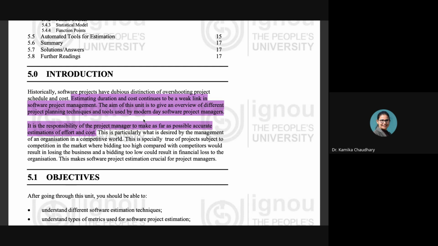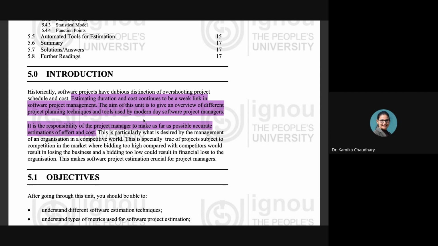You all must have heard about this designation, that in a software company we have project managers. So what is the function of these project managers, that we are going to see today in this lecture, right? The responsibility of the project manager is to make, as far as possible, an accurate estimation of the effort and the cost that are going to be invested in the development of any software project.